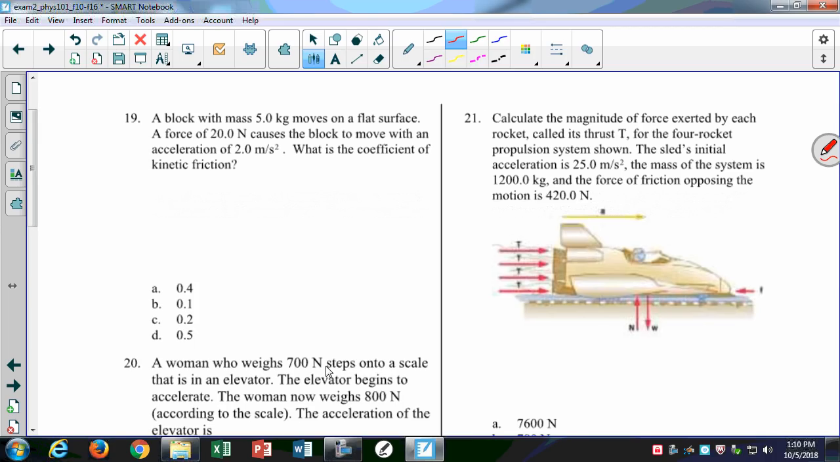A block with a mass of 5 kilograms moves on a flat surface. A force of 20 newtons causes it to accelerate at 2 meters per second squared. Remember, we talked about this today.